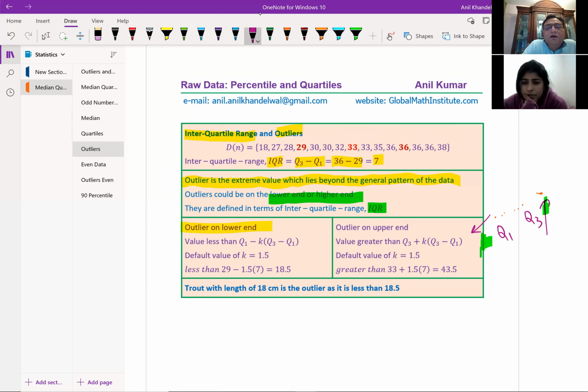I'll call this data set a function and give it a name, D of n. That really means the nth value. Let's say 1, 2, 3, 4th: the fourth value is 63. D of 4 is 63. That is what we mean by representing this as a function, right?